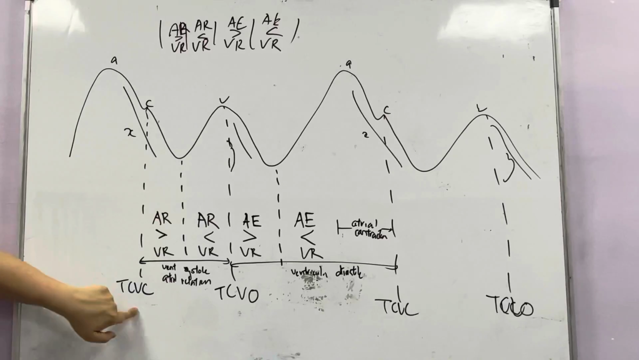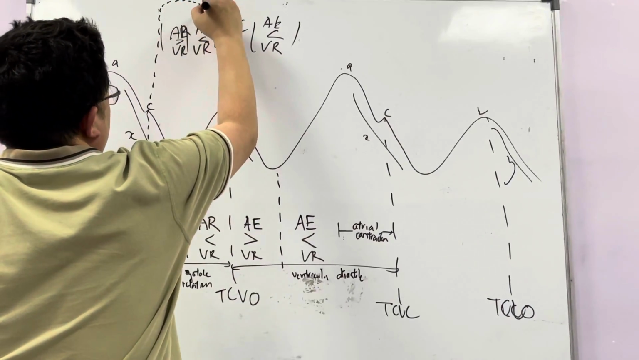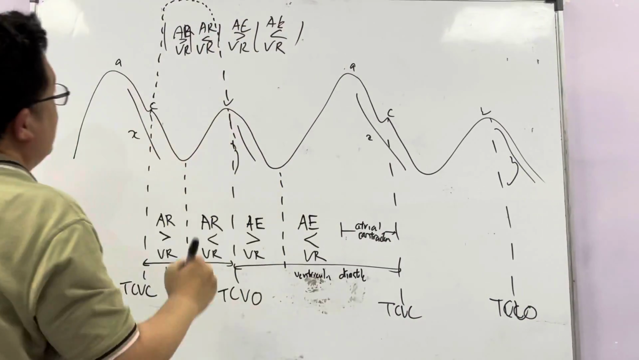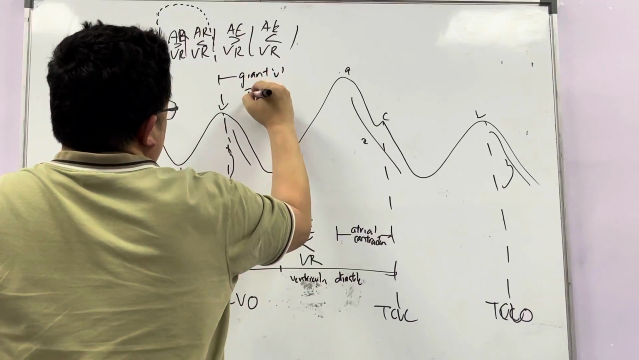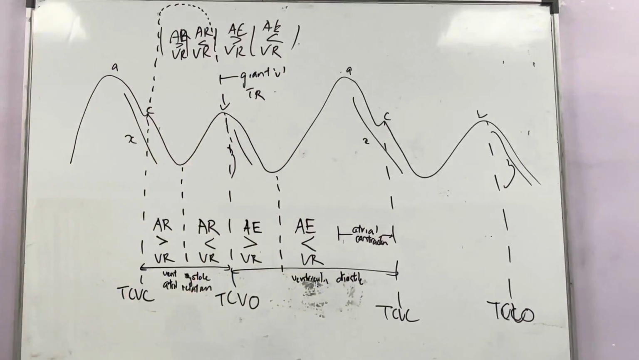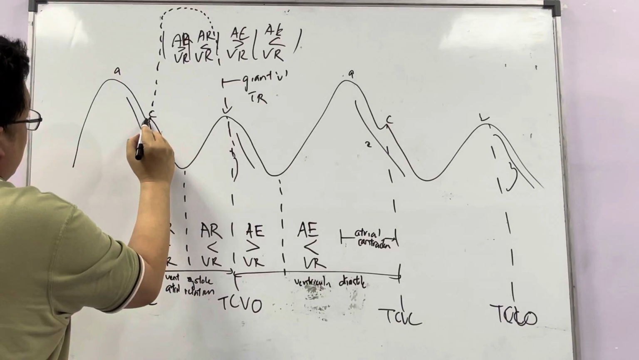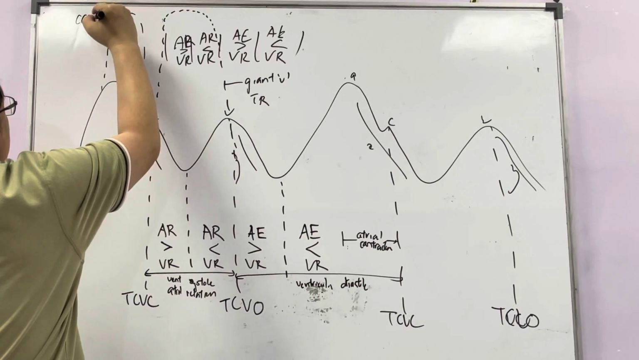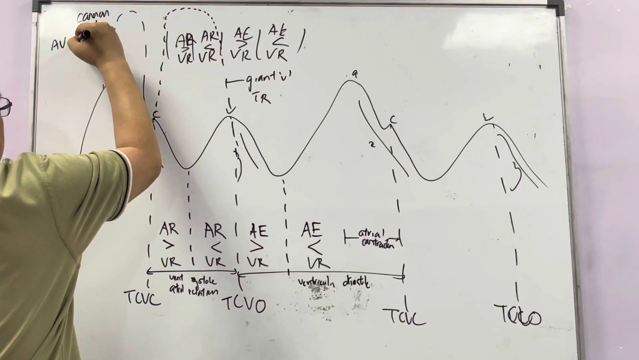The valve cannot close properly, so what you get is a gigantic V wave until the valve opens, and all the blood goes down again. So giant V you see in tricuspid regurgitation. Sometimes, if the tricuspid valve is closed but the atrium contracts against it, then you have a cannon A. Cannon A is seen in AV dissociation, but it's not seen in MR.